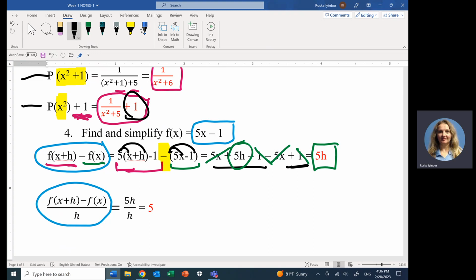Now the second part is going over this difference quotient. So you have f of x plus h minus f of x, over h. Now, the top of this fraction, we already did it. So the top of the fraction is 5h, we get it from the step before, over h. And here just simplify, cancel the h, and the final answer is going to be 5. So that's how you do the difference quotient.